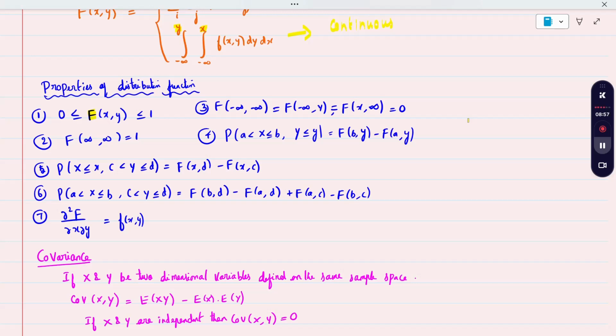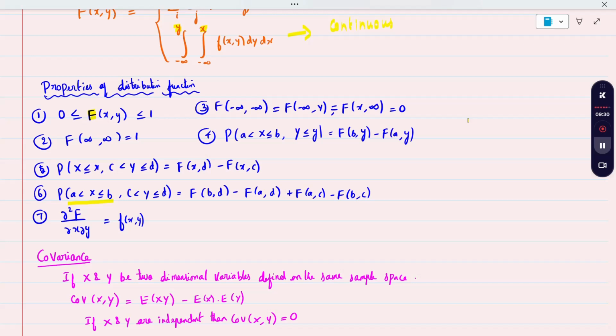Same way, when x is less than or equal to b, but c is less than y is less than or equal to d, I can write it as F(x, d) minus F(x, c). When both are with respect to a is less than x is less than or equal to b, and c is less than y is less than or equal to d, then I can write this first case as F(b, d) minus F(a, d). Same way, the second case I will write as F(a, c) minus F(b, c).